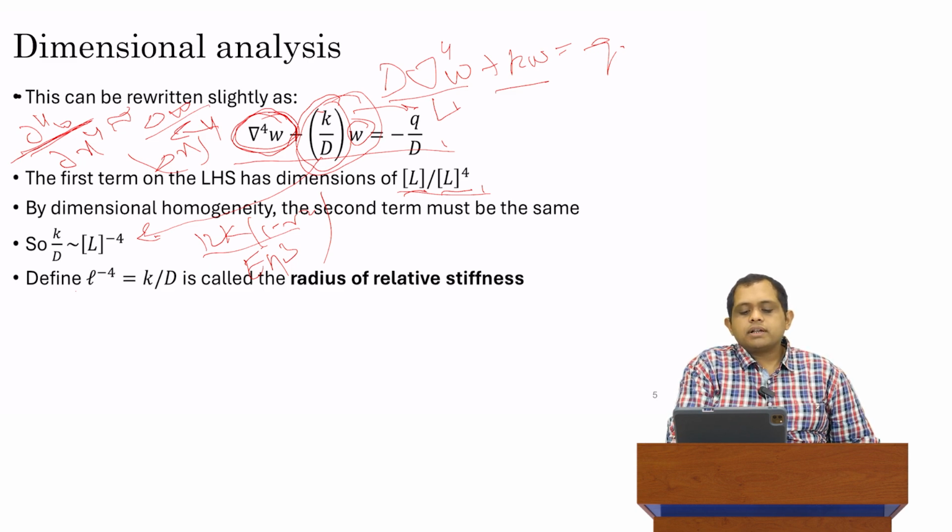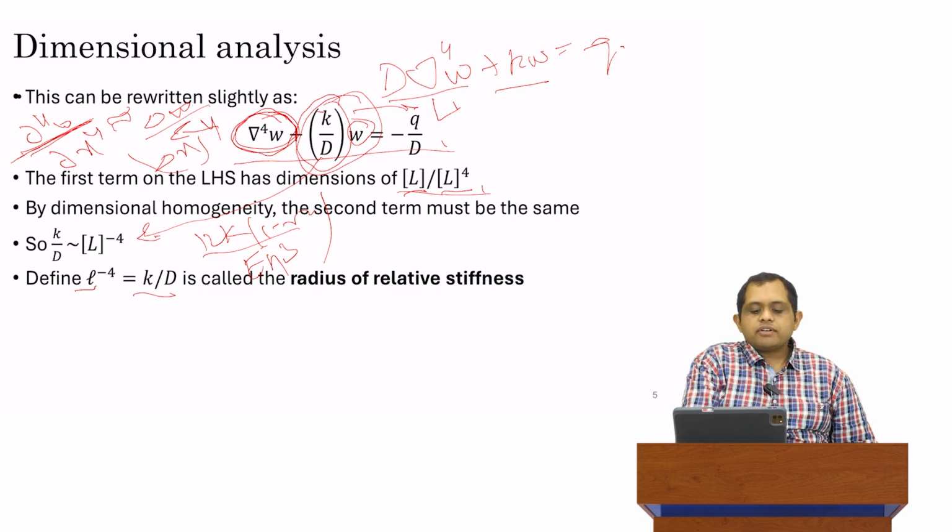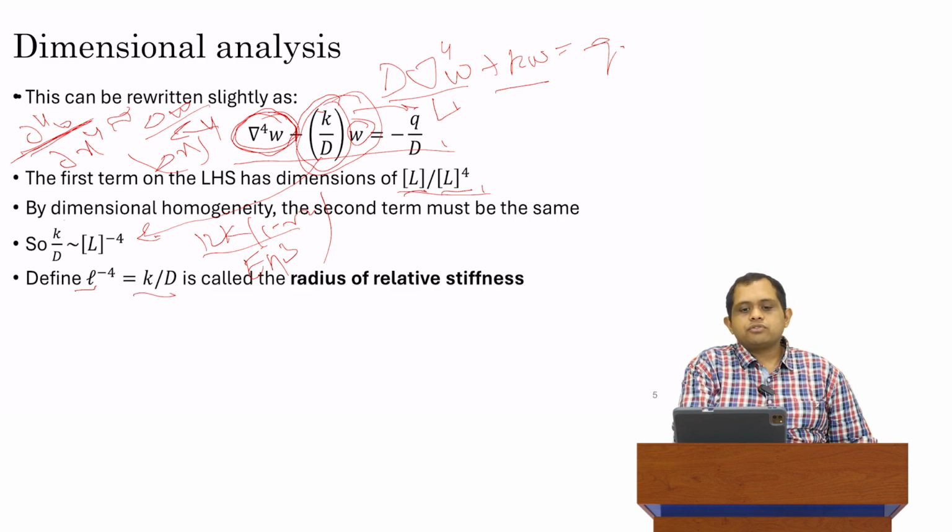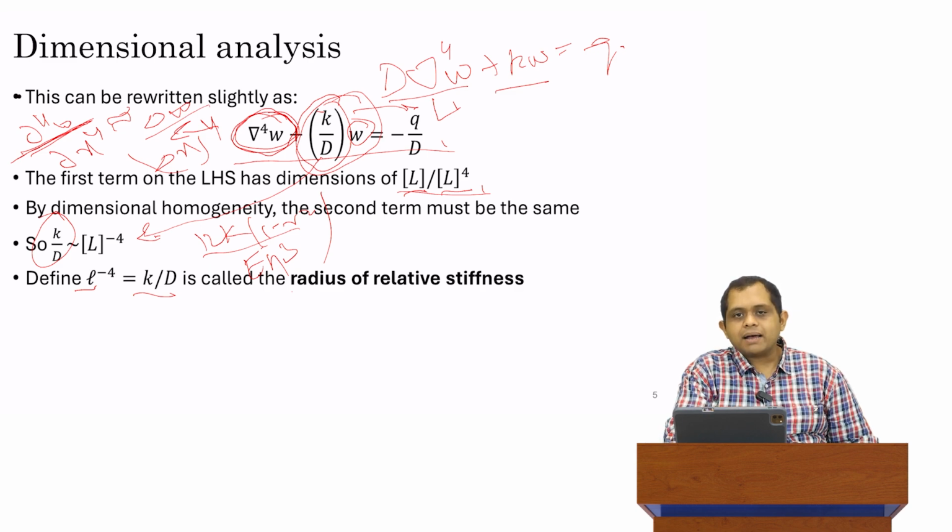I can define the following. Let me define a term small L, and L power minus 4, I'm simply going to define as K over D. So I'm just applying a symbol over here called L power minus 4. This particular symbol turns out to be extremely important. It tells you a lot about the relative behavior of the slab with respect to the subgrade. So it's the plate stiffness to the slab stiffness raised to the power of 4. This term is then called the radius of relative stiffness.